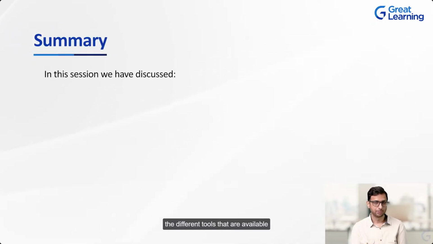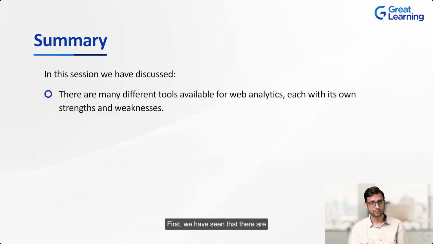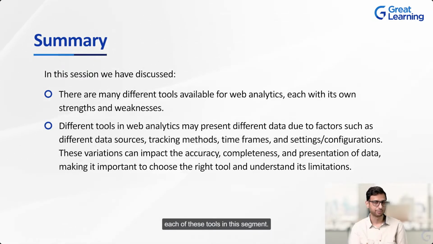Now that we have taken a view of the different tools that are available in the context of digital analytics, let's pause and take a look at what we have covered in this segment. First, we have seen that there are several tools that you could use to conduct web analytics, and each of them comes with its own set of strengths and weaknesses. We have taken a summary of each of these tools in this segment. What is important is that the choice of a tool is driven mostly by the amount of data that you could collect and the bouquet of analysis that you could run.